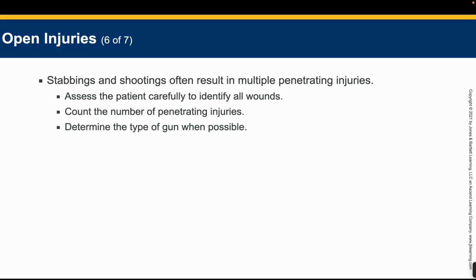These patients often have multiple penetrating injuries, so you need to be thorough in your assessment. That means fully exposing the patient when appropriate and carefully looking for all wounds, not just the obvious wounds. You also want to count how many penetrating injuries you find, because that can help guide your understanding of what's going on internally. And if it's a firearm-related injury, gathering information about the type of wound, type of weapon, if possible, can give you clues about the potential severity and damage. The bottom line, don't get tunnel vision on just one injury. Take a step back, assess completely, and make sure you're not missing anything.